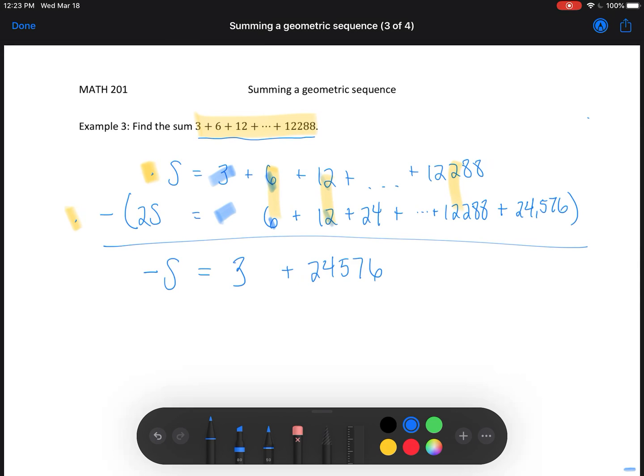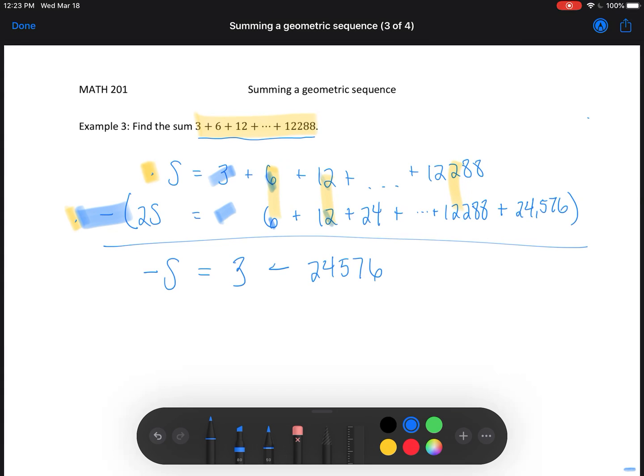Sorry, that should be a minus there, not a plus, because we're subtracting. I just wrote that wrong. There we go.